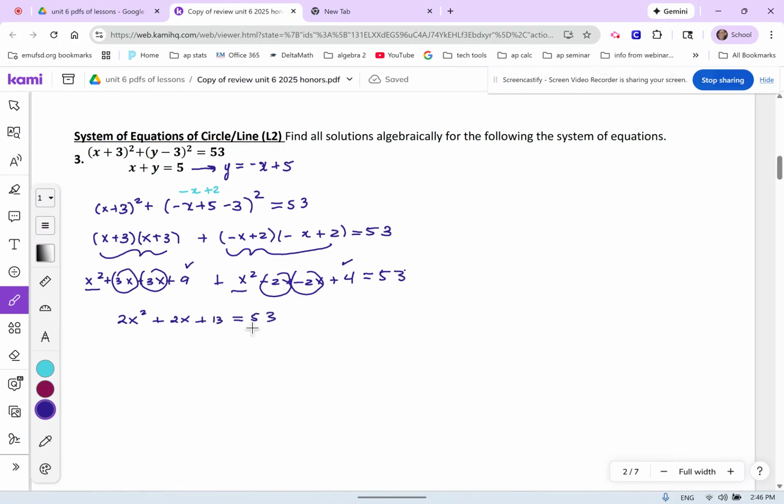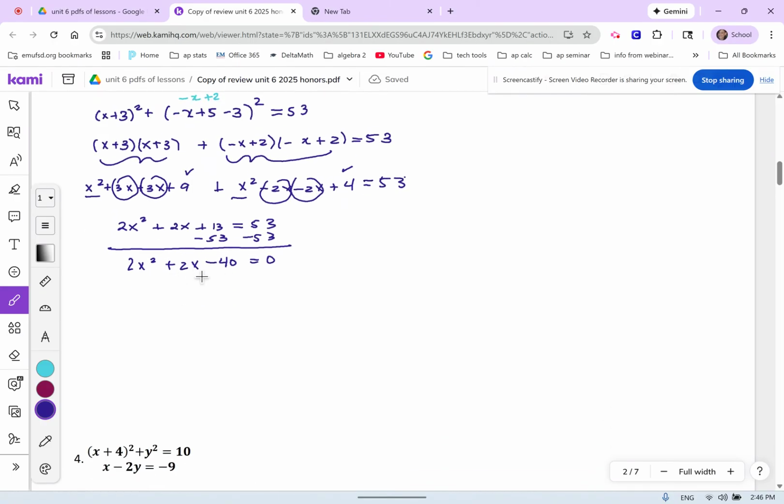It's a quadratic equation. It's not in standard form. You have to subtract out the 53, and you get 2x squared plus 2x minus 40 is equal to 0. Now, you're going to have to solve for this quadratic equation, and before I do anything else, I'm going to divide both sides of the equation by 2, and I get x squared plus x minus 20 is equal to 0. The reason why you want to do that is it just makes the factoring easier.